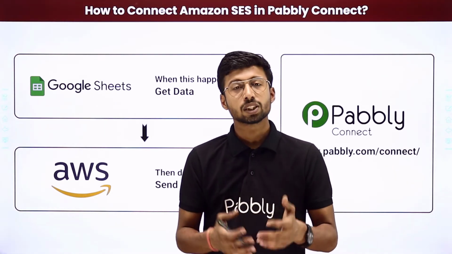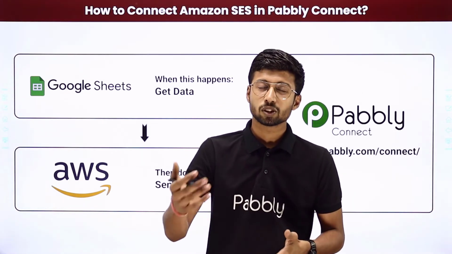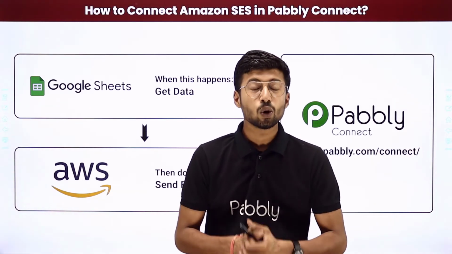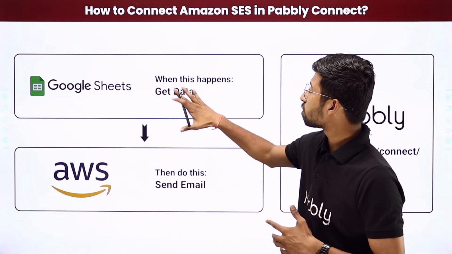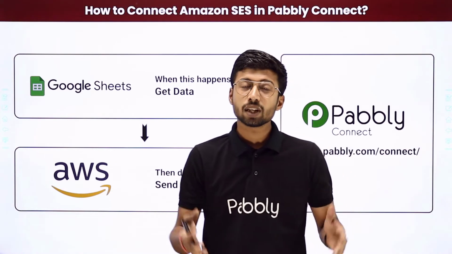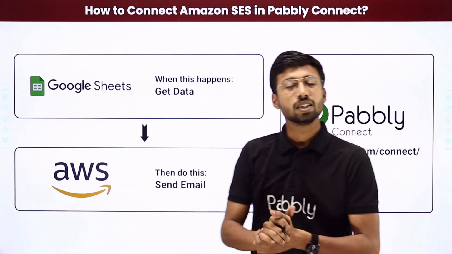But guys, the manual process of getting the customer details from Google Sheet and manually sending emails from Amazon SES can be very repetitive and time consuming. So in this video, I came up with an awesome automation by which we just have to get the details of the customer from Google Sheet in Pabbly Connect, and using Pabbly Connect and Amazon SES connection, we will be sending them emails automatically as a promotional email.